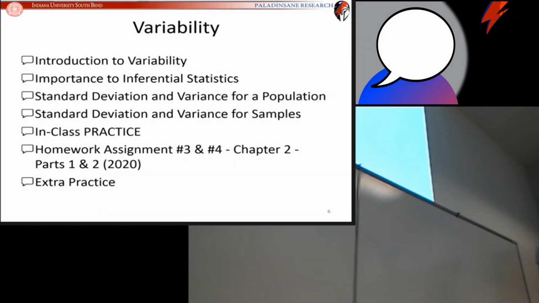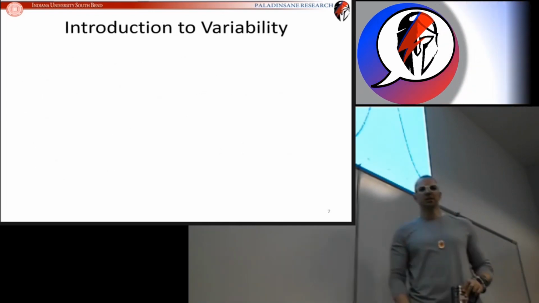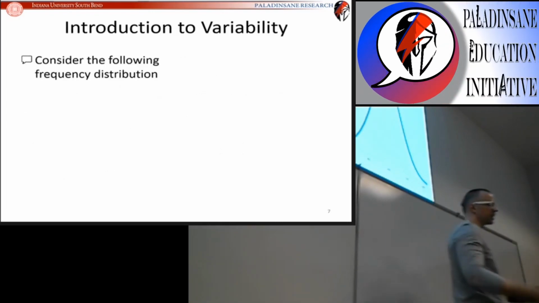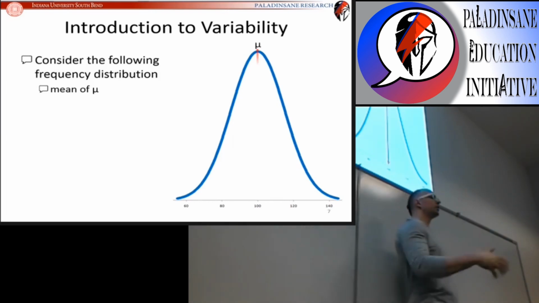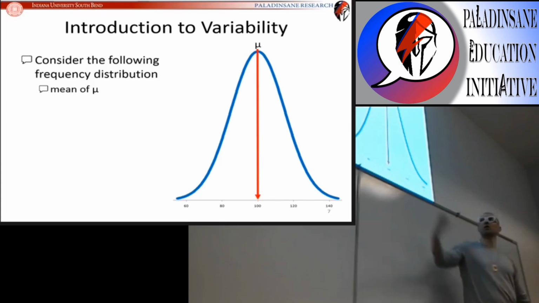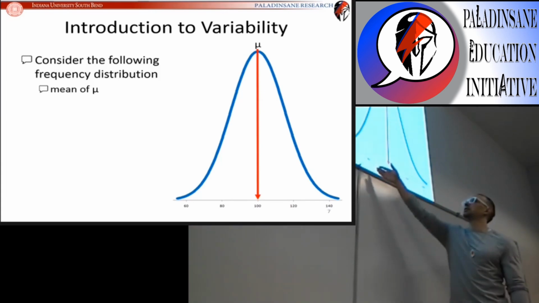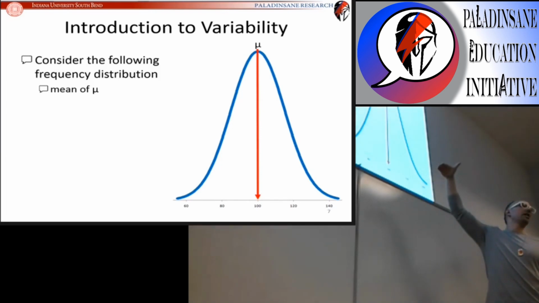All right, so introduction to variability. Let's consider the following frequency distribution. We have this frequency distribution right here, and it has a population mean of mu. So there it is right there. That's the balance point. And hopefully at this point, when I say, look at this frequency distribution, you are immediately understanding possible scores. The height of the bar or height of the line is the number of people that had that actual score or achieved that actual score.